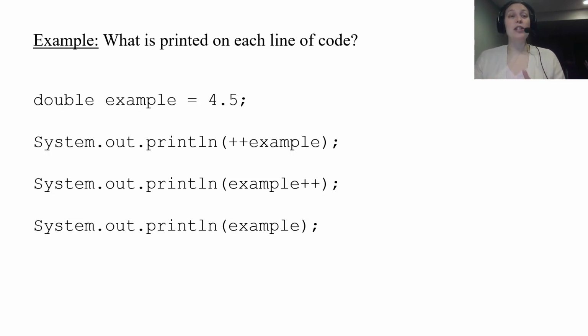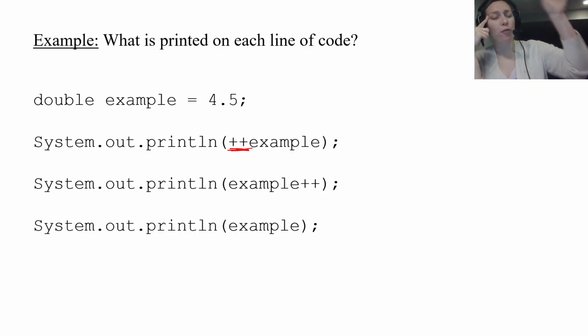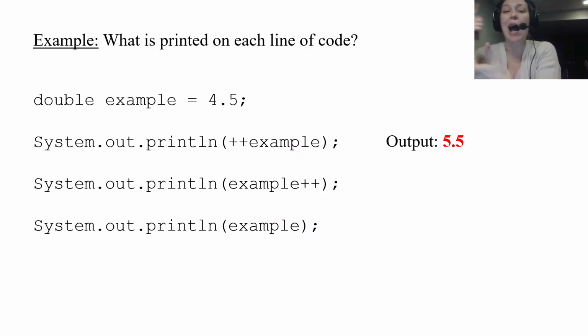All right, so let's do double example equals 4.5. So we have a double. Now we can add 1 or subtract 1 from a double. That's no problem. So this first one, I have system.out.println plus plus example. Now the pre-increment here says that you are going to take example, you're going to add 1 to it, and then you're going to print. That's what a pre does, right? A pre-increment says, before you do anything, increment it. So it's kind of what you would expect. The output ends up being 5.5. You take 4.5, you add 1, and then that's your output.